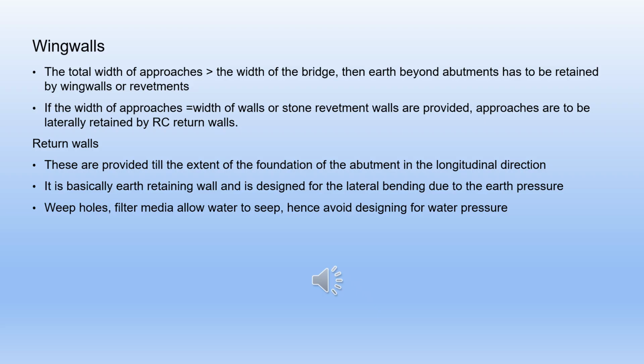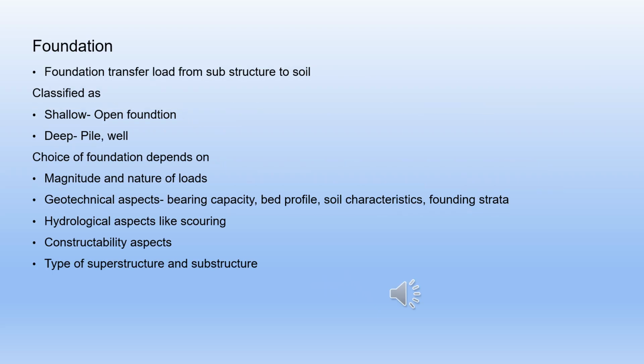It is basically an earth-retaining wall and is hence designed for lateral bending due to the earth pressure. Provisions like weep holes and filter media are usually provided for these walls to allow water to seep through and hence avoid designing for the water pressure due to the retained water. Let's move on to the next component, that is the foundation.